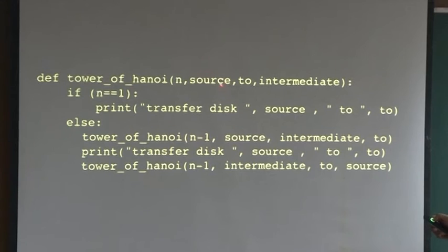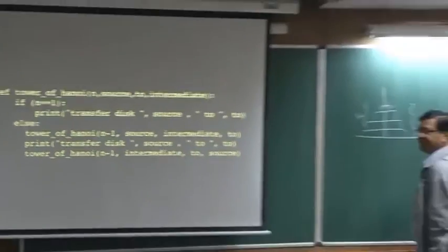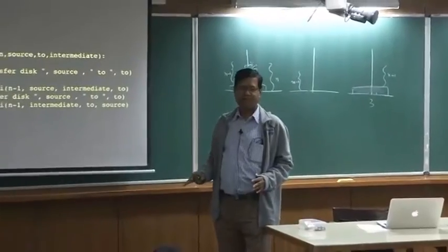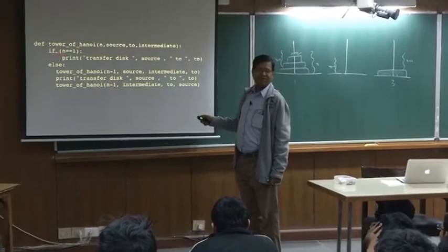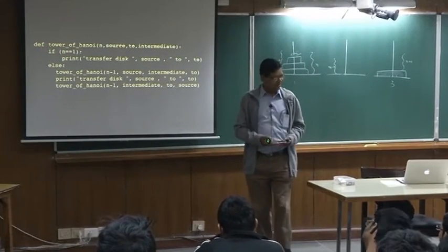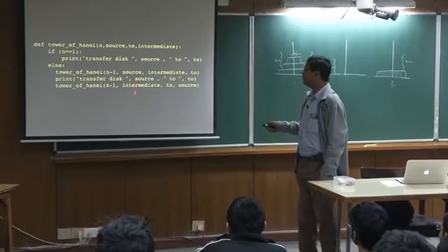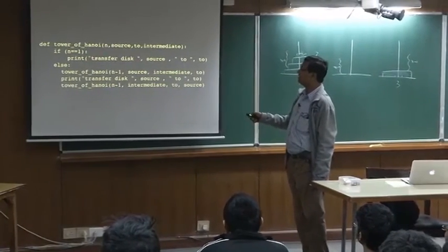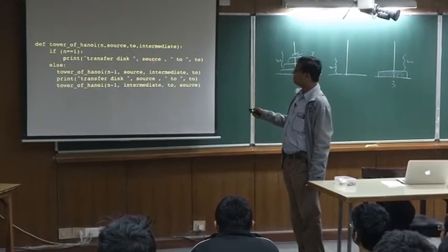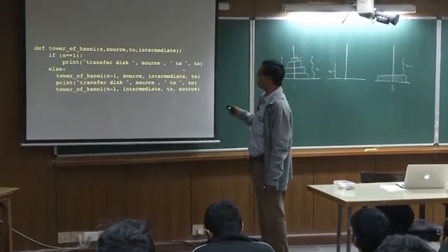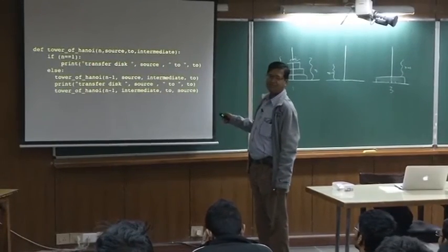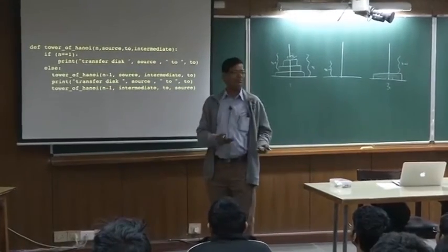So source is the starting peg. 2, for example, will be here, and this is intermediate. If I don't have intermediate, I can't solve this problem. So what I say is, if n equal to 1, if there is only one disk, it's like factorial. If n equal to 1, you say your answer is 1. Then you just say from source, so I have to print transfer disk source to 2. So these are strings, and I send them there. For 1 it is trivial, right? You just do it.